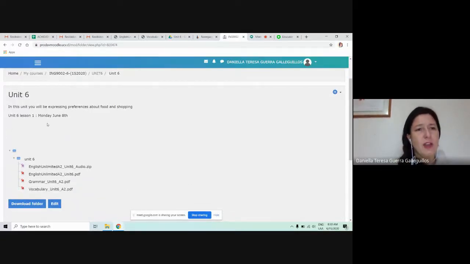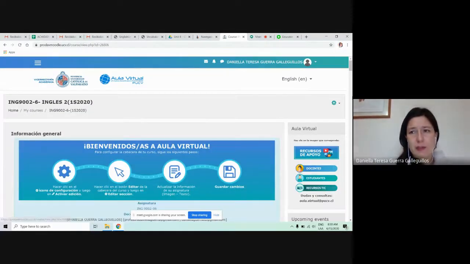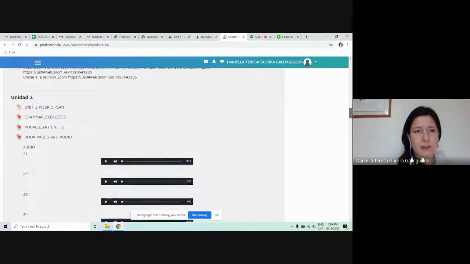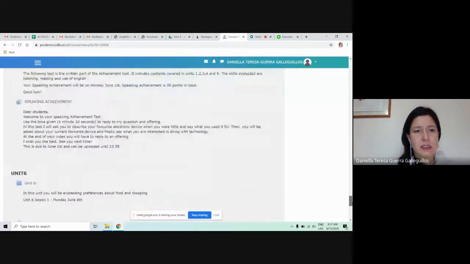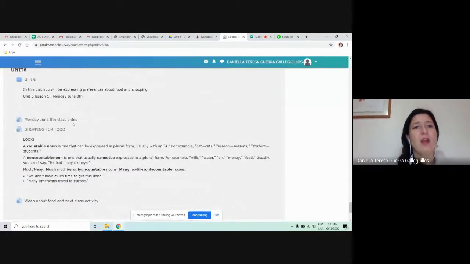In that folder, you have access to all the documents, including the audio of the units, the grammar revision, vocabulary, the book pages, everything. So I recommend you to download all this information. Then, if we go again to Unit 6 folder, sorry, I have to go down very fast. There we are. You have the video of June the 8th class, and here you have the link with the activities for shopping for food.